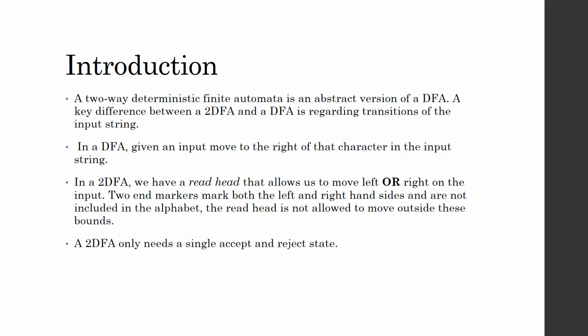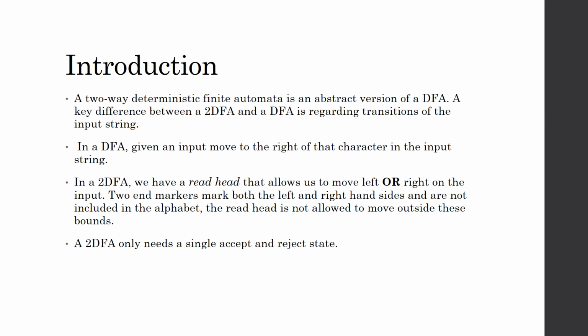A two-way deterministic finite automaton is an abstract version of a DFA. The key difference between a 2DFA and a DFA is regarding transitions on the input string. In a DFA, given an input, you move to the right of that character in the input, which is what we've learned from day one. In a 2DFA, we have a read head, a new component that allows us to move left or right on the input.